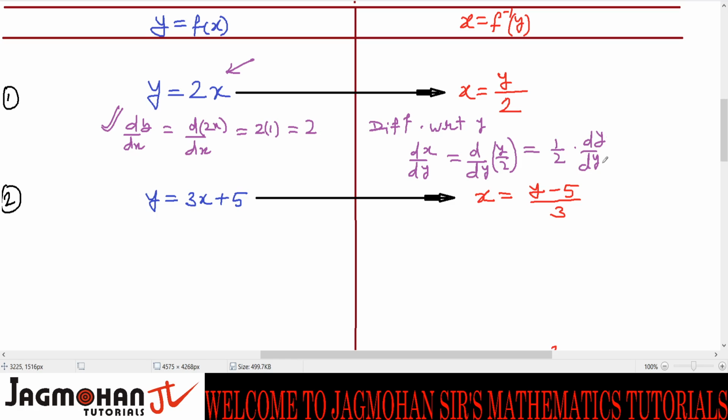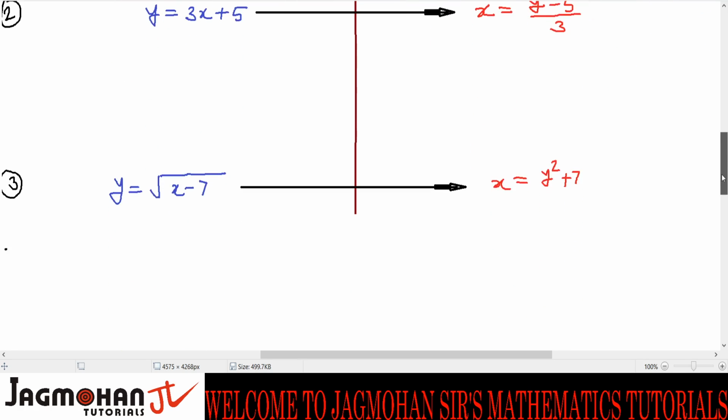If you are differentiating y with respect to y, you get 1, as d by dx of x was 1. So you are getting 1 upon 2 into 1. The answer is 1 upon 2. So you can check here what is happening. You notice that dy by dx is 2 and dx by dy is 1 upon 2. So the relation holds true. Which relation? The relation where I said dx by dy is 1 upon dy by dx.